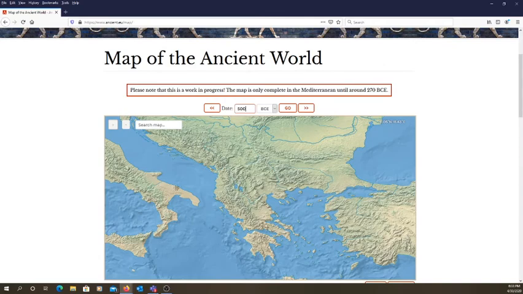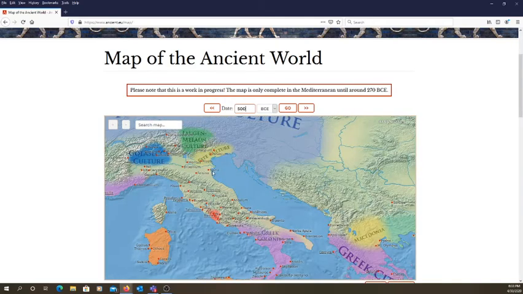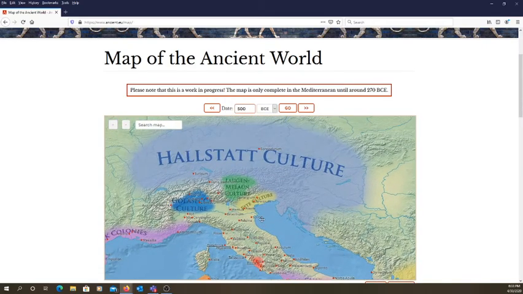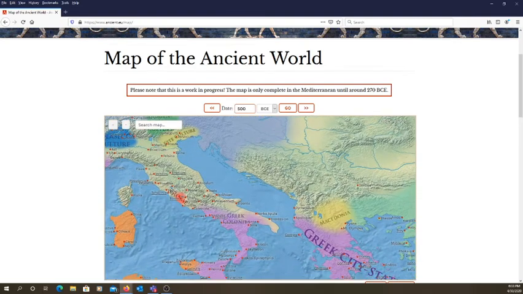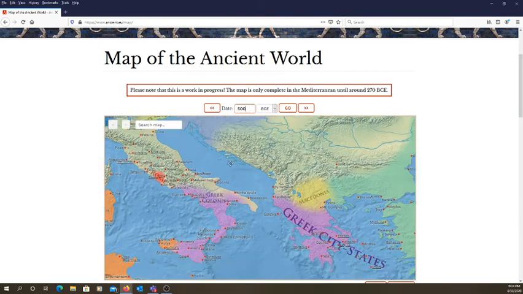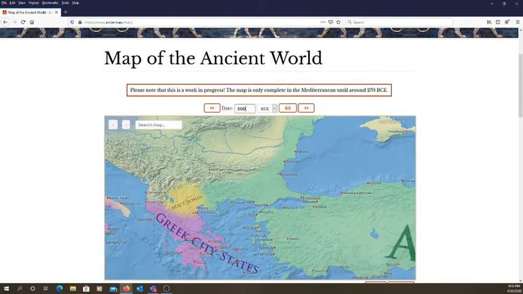But look who's here in the tiny state of Macedonia. And Rome. There's Rome starting it out. You can now see that it controls the territory around it. But Macedonia is here, and with them is Alexander the Great.